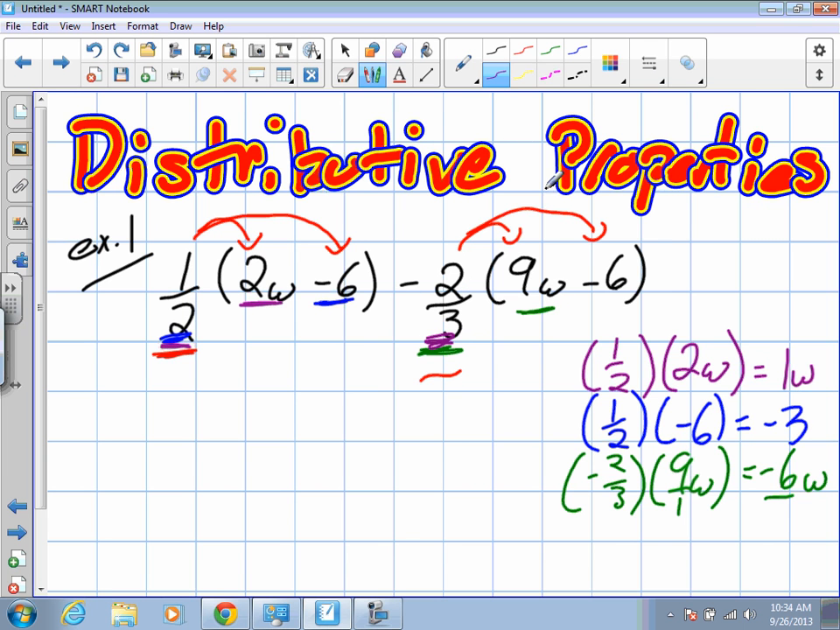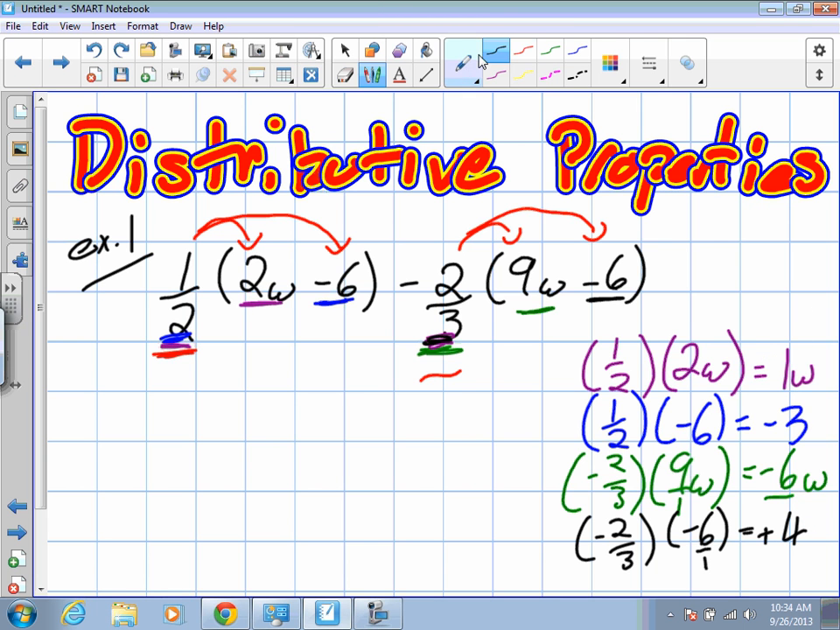Already did the purple one. What color haven't I done yet? Yellow, you can't see. We'll do black. -2/3 times -6. Are we going to have a positive or a negative answer? It's going to be a positive answer. And what will 6 times 2/3 be? That's right, +4. And I'm just going to write that there was a +1w here.